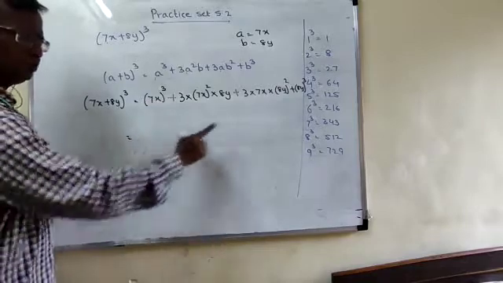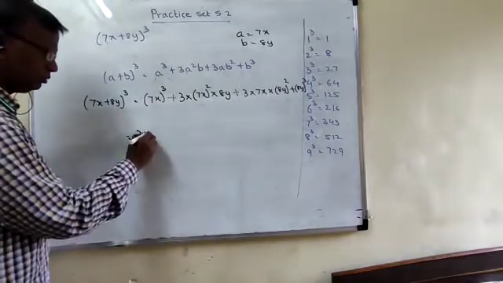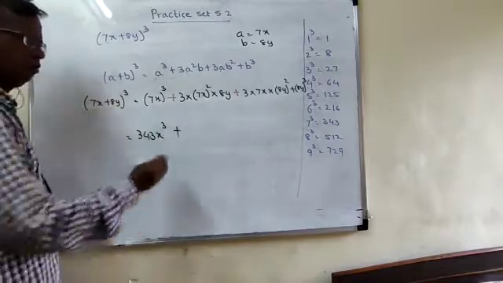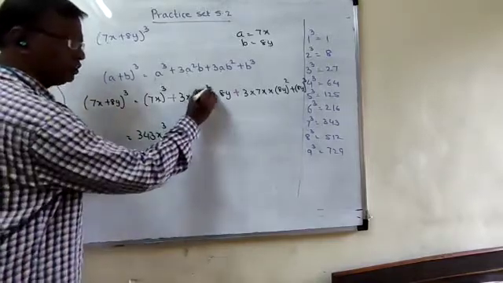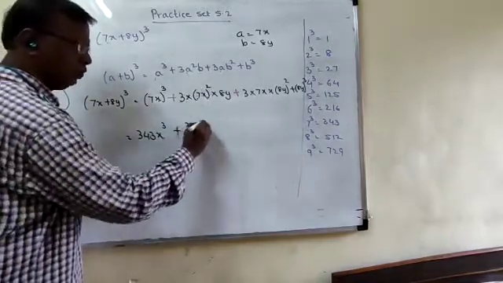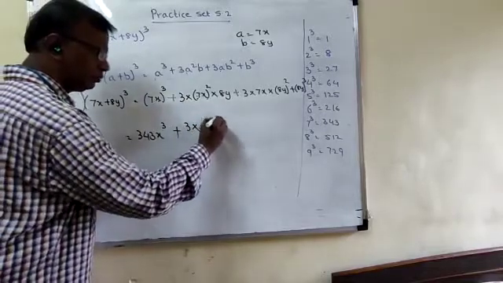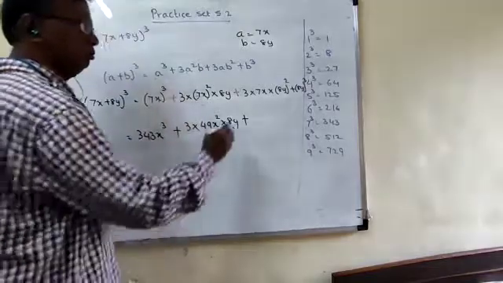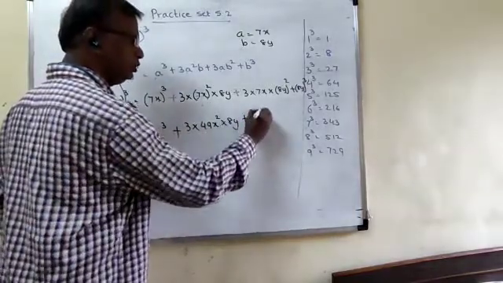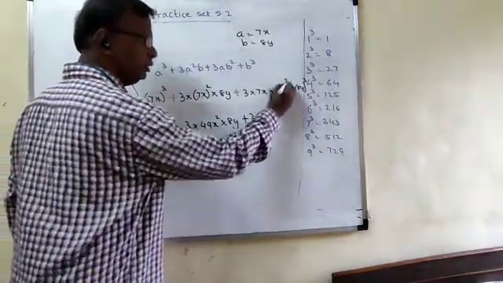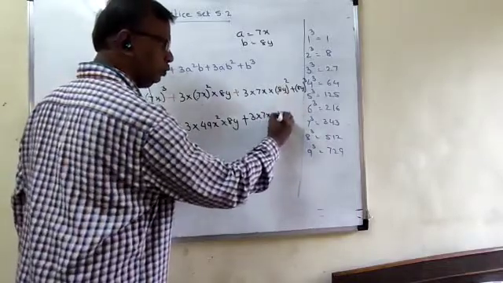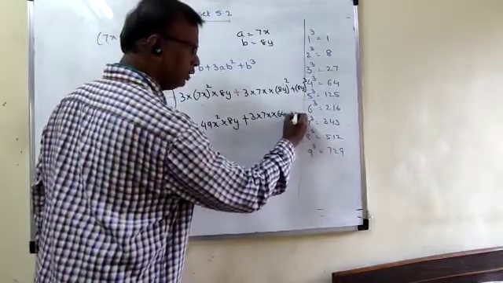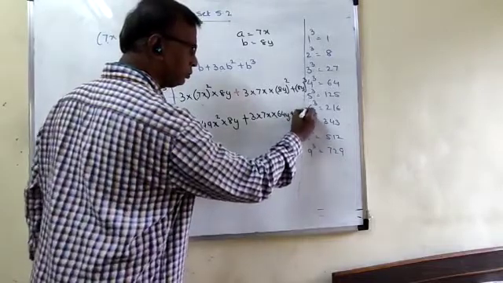What is 7 cube? 343 x cube, plus 3 into, now this square is for both. What is 7 square? 49 x square into 8y, plus 3 into 7x, into the square of this one, that is 64y². 8 cube is 512, that is 512y cube.